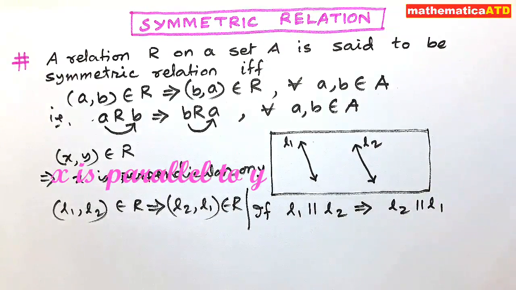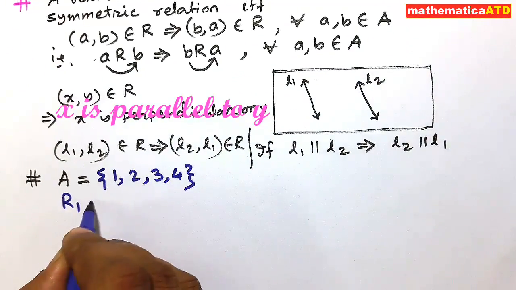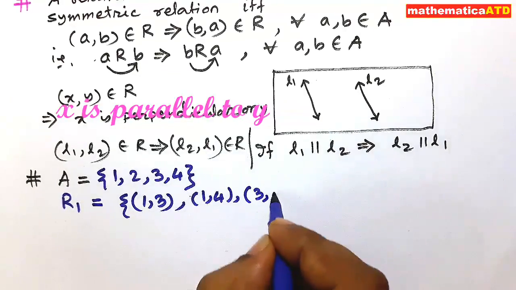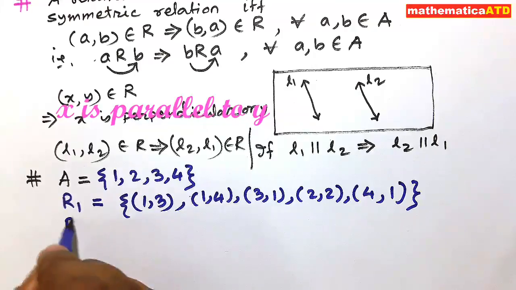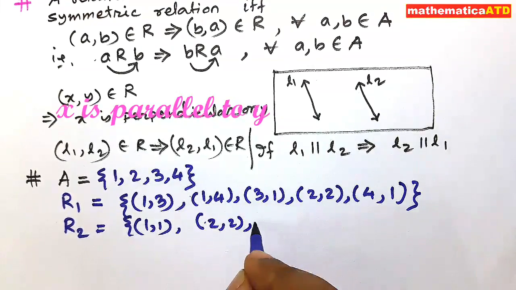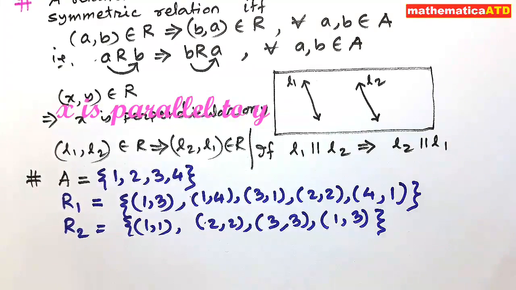So now we shall take a numerical example. Let us consider that A be a set which contains some elements, say 1, 2, 3, 4. And R1 and R2 be two relations on set A, given by R1 equal to ordered pairs (1, 3), (1, 4), (3, 1), (2, 2), (4, 1), and another example, relation R2 equal to (1, 1), (2, 2), (3, 3), (1, 3). From this it is clear that R1 is a symmetric relation.